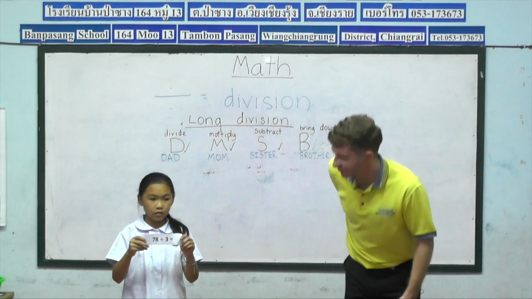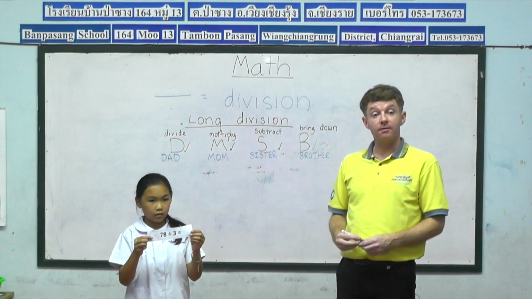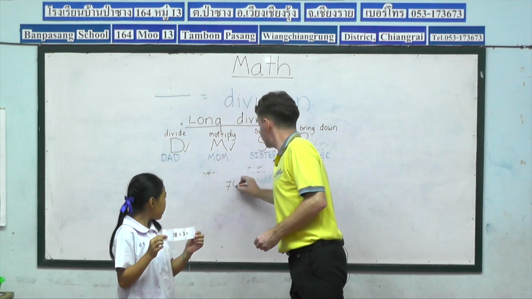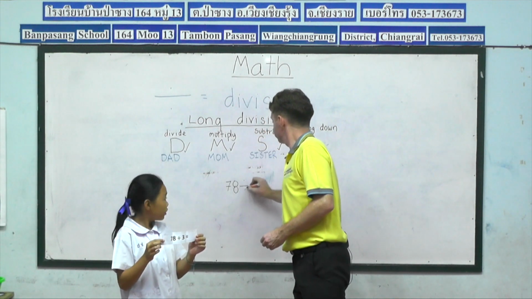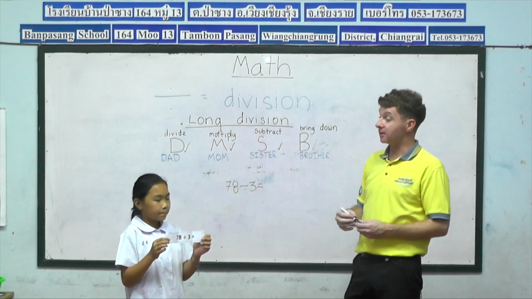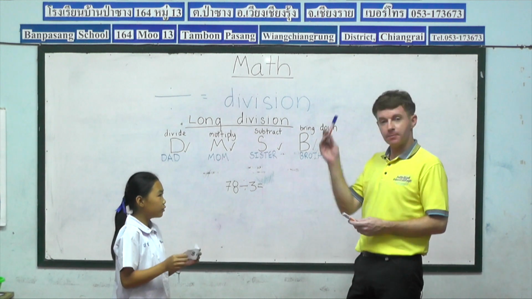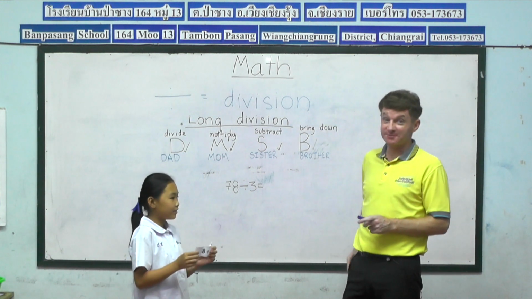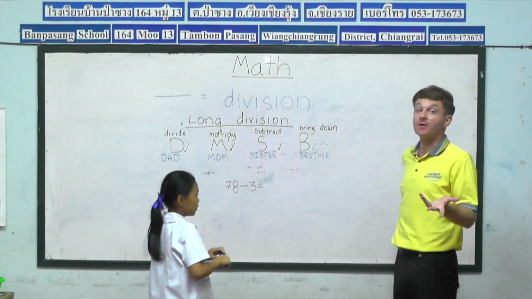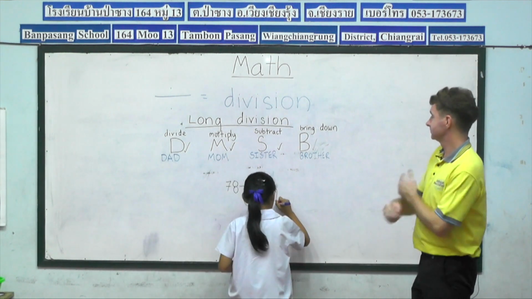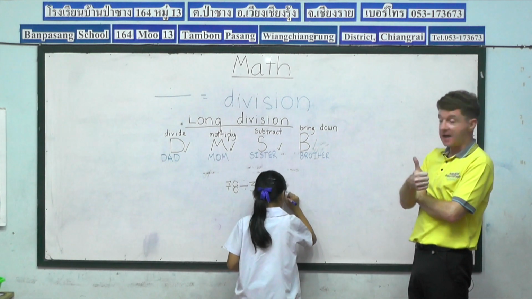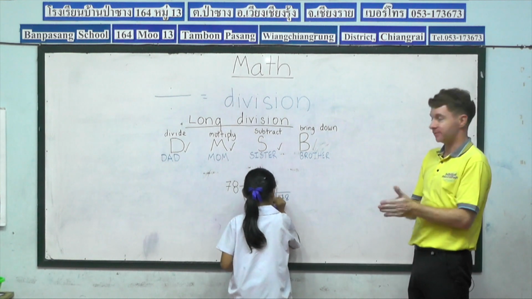This time we have 78 divided by 3 equals. Okay, so Nadia, what color would you like? Everybody chooses blue. Nobody chooses black. So Nadia, first thing to do, organize. We need our division table. So we have our table here, and 78 inside, 3 outside.